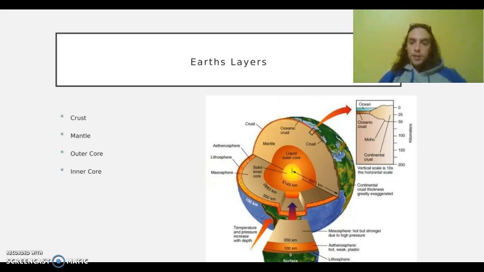Okay, so the Earth's layers. Again, this should be a little bit of review. We've got the crust, the mantle, the outer core, and the inner core. The mantle is separated into the bottom part of the lithosphere, the asthenosphere, and the lower mantle. And then that outer core is going to be liquid, and the inner core is solid.